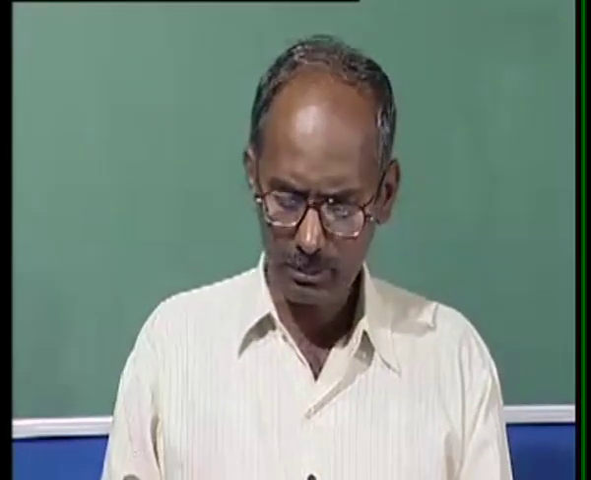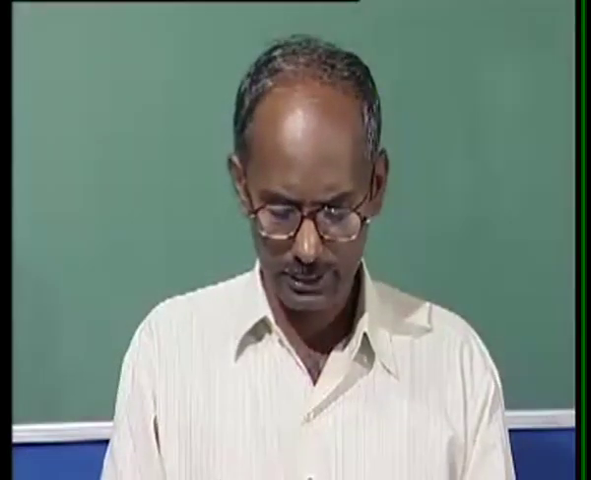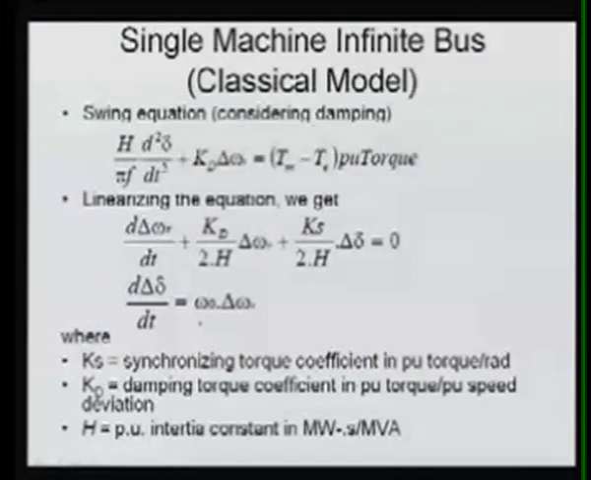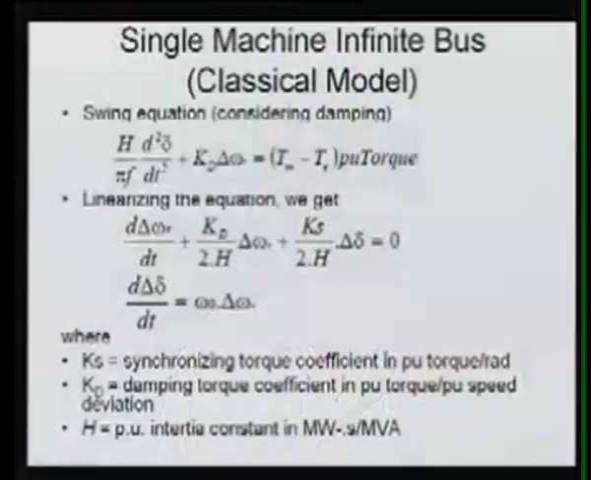So let us see the single machine infinite bus system for the small signal stability analysis, and here I am going to use the classical model, where we represent the machine by a simple second order differential equation. In the classical model there are a lot of assumptions, as I explained in the transient stability case: the mechanical input PM is constant, and we represent the machine behind its source and its equivalent impedance. And we have H, the inertia constant of the machine.